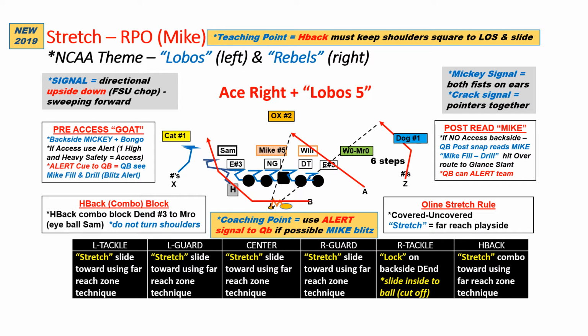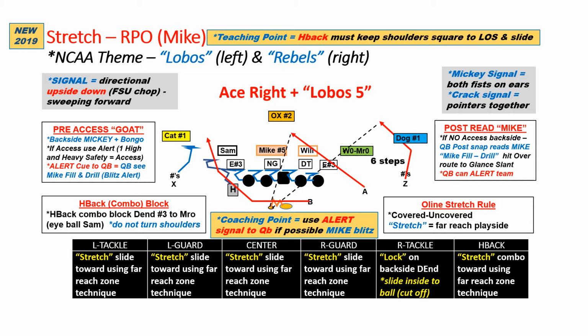All right, so our first basic stretch RPO, again, we don't say anything, we're always running towards the front side, which is towards the H. So we're going to outside zone this all to the left. The theme here is NCA, so we use Lobos to the left. The read key on all of our outside run becomes actually the Mike backer run through to the play side. So we'll use what's called a Mickey route on the back side.